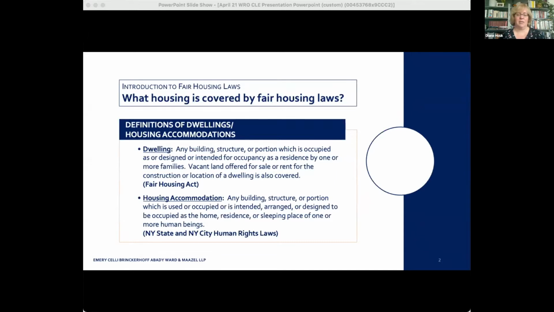The state definition is different and frankly is broader. As a housing accommodation, it can include any building, structure, or portion that is intended to be used as a home, a residence, or a sleeping place. So some of you may be already thinking this pulls in much more easily homeless shelters, which sometimes are not covered by the Federal Fair Housing Act because they're temporary in nature.